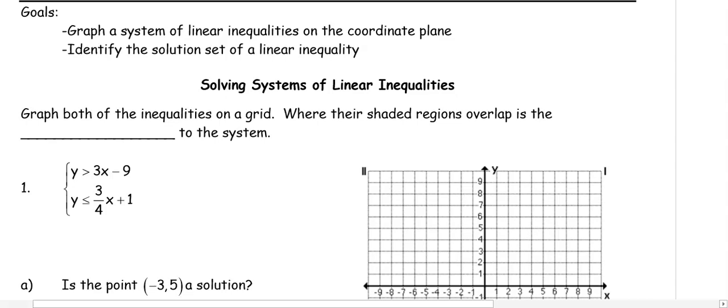This video is about graphing a system of linear inequalities on a coordinate plane and identifying the solution set of a linear inequality. So when we are solving a system of linear inequalities, we are going to graph both inequalities on the grid, and then where their shaded regions overlap is going to represent the solutions to the system.